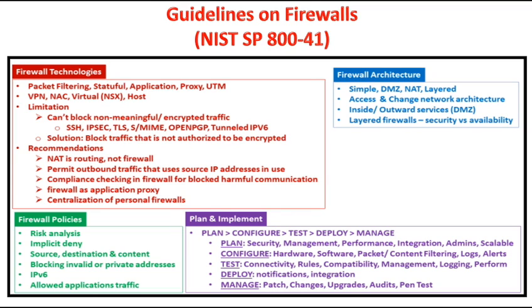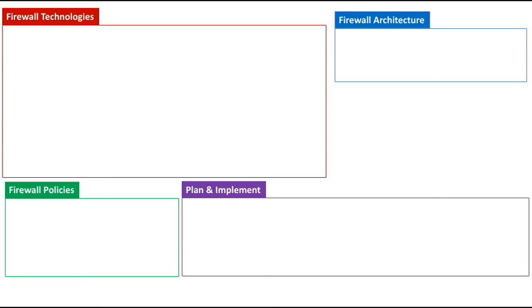In this video, I will discuss NIST guidelines on firewalls and firewall policies. And this video is based upon NIST Special Publication 800-41. So let's start. Now this document is divided into 4 parts, that is Firewall Technologies, Firewall Architecture, Firewall Policies, and how to plan and implement firewalls in your organization.